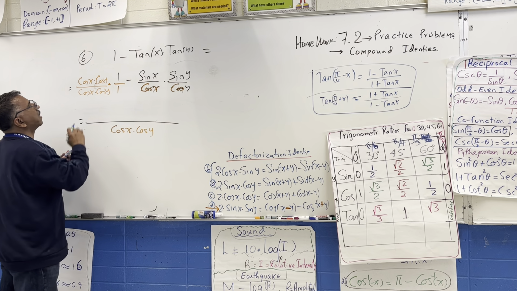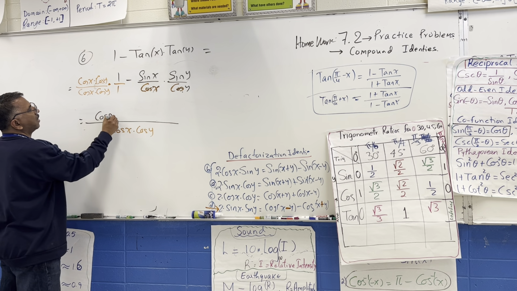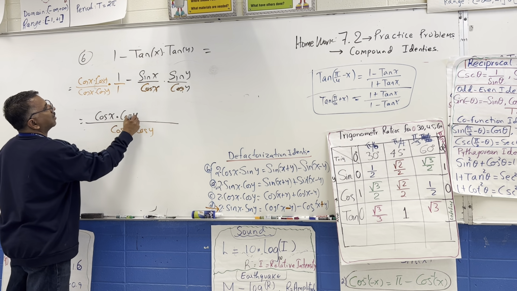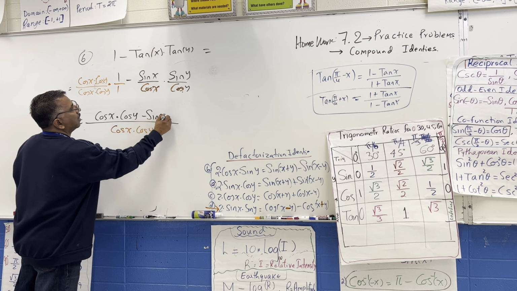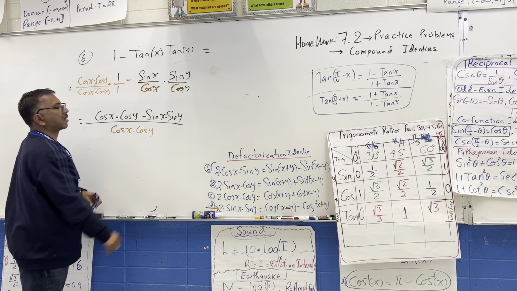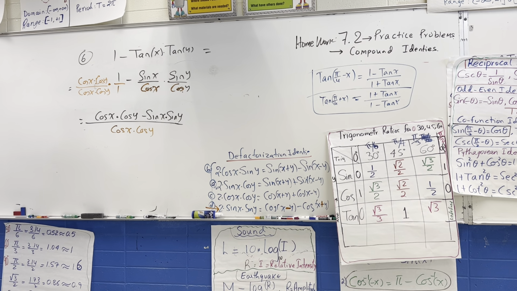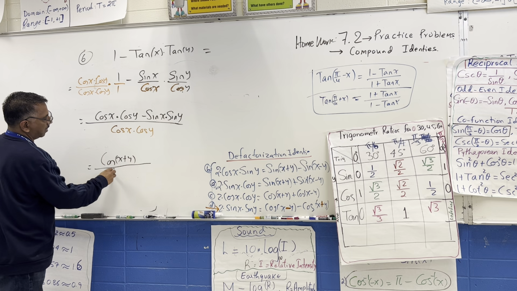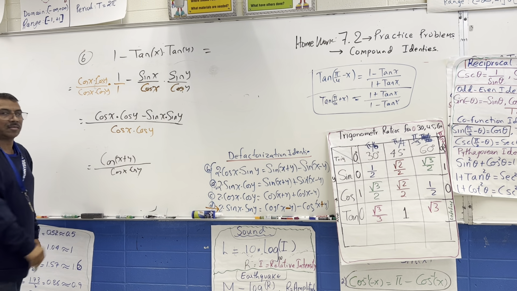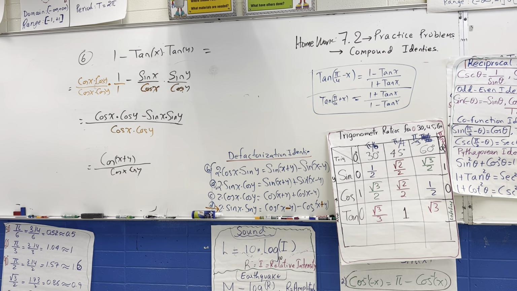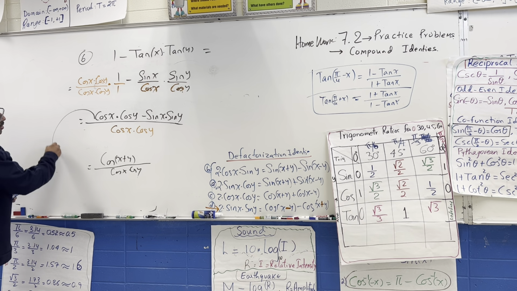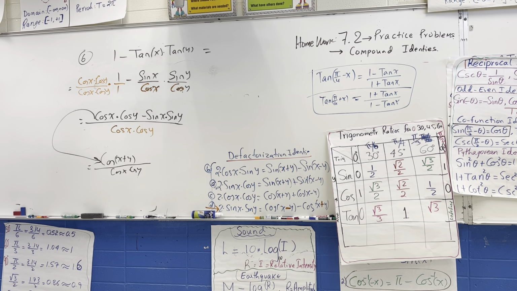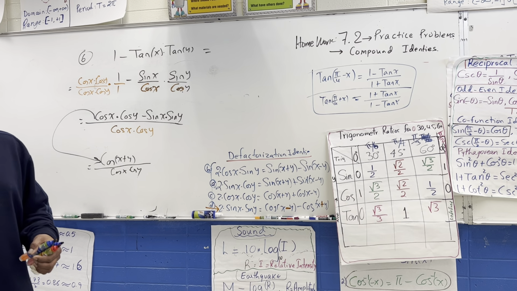And you write the top one as cosine of x cosine of y minus sine of x sine of y. Do you know the answer for the top one? The top one is cosine of x plus y. Done. Over cosine x cosine y. Yes or no? That's because with this formula, you undo the formula. You learned something? Yes or no?